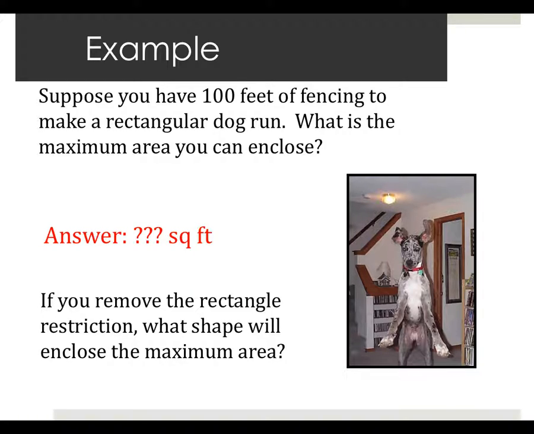What happens if we remove the restriction of it being a rectangle or a square? How do you get the maximum area? Any guesses what shape it would be? A circle. Very good. So a lot of times what people do is instead of building a dog run in their backyard, which means buying fencing and figuring out how big to make it, they'll just drive a stake into the ground and chain the dog to a stake, because then the dog can run in a circle and it has the maximum amount of area.